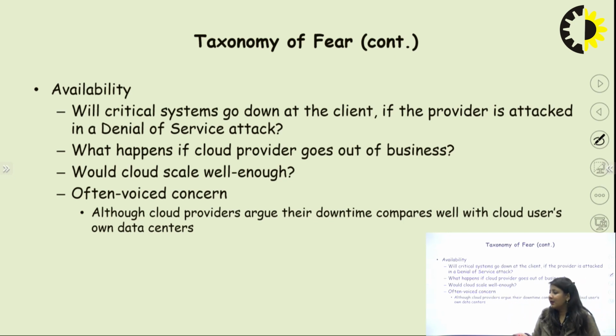So availability fear is denial of service attack. If several requests are going to access the data and the server will go down, so there will be a denial of service attack. What happens if the cloud provider goes out of business? Would the cloud scale well enough? If there is a scarcity of resources or a cloud busting problem, who will ensure the availability of the resources? It is an often voiced concern, although cloud providers argue that their downtime compares well with the cloud user's own data centers.